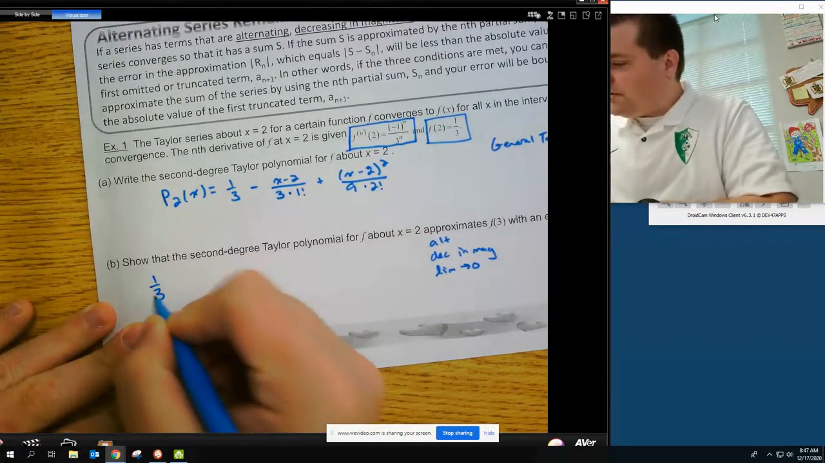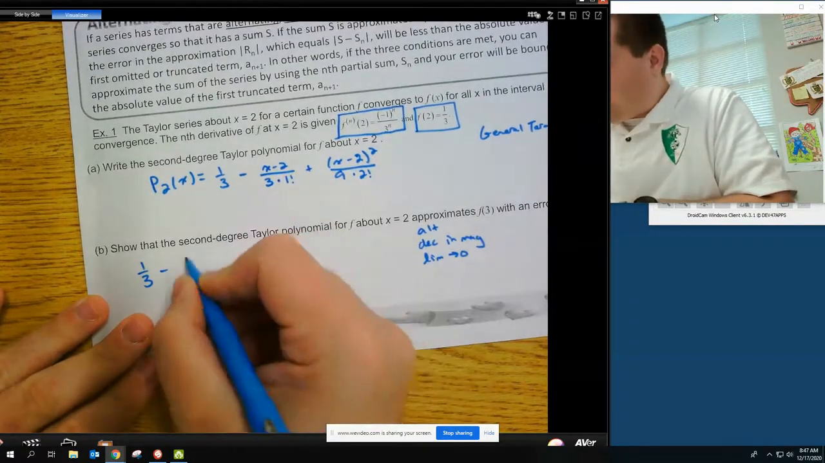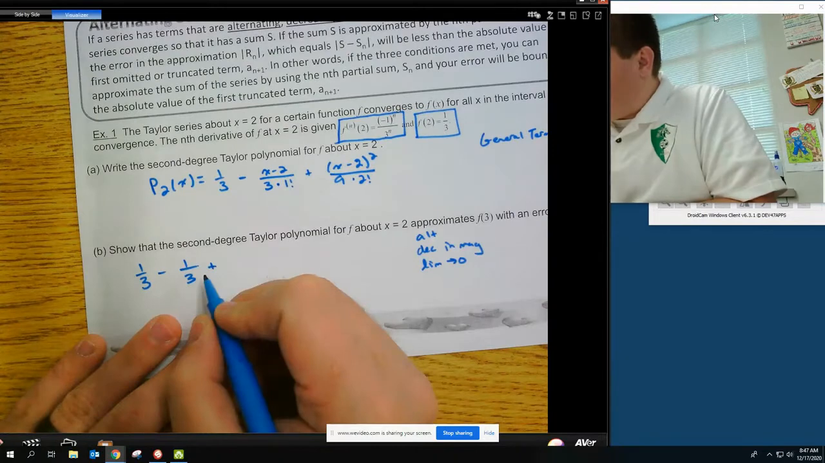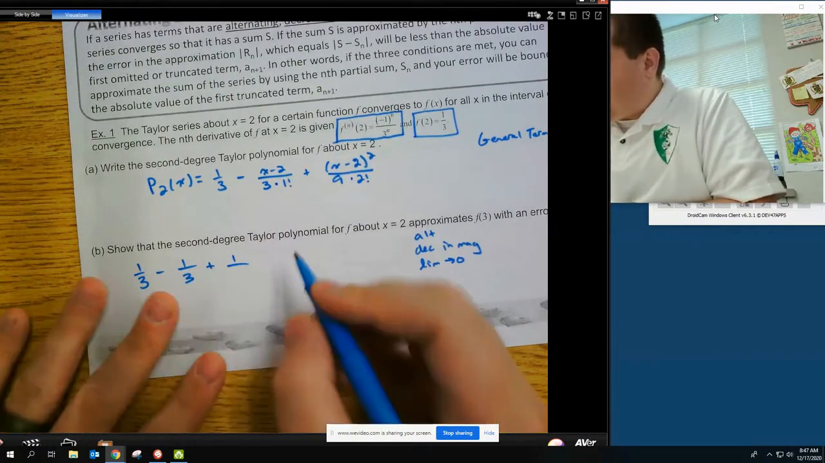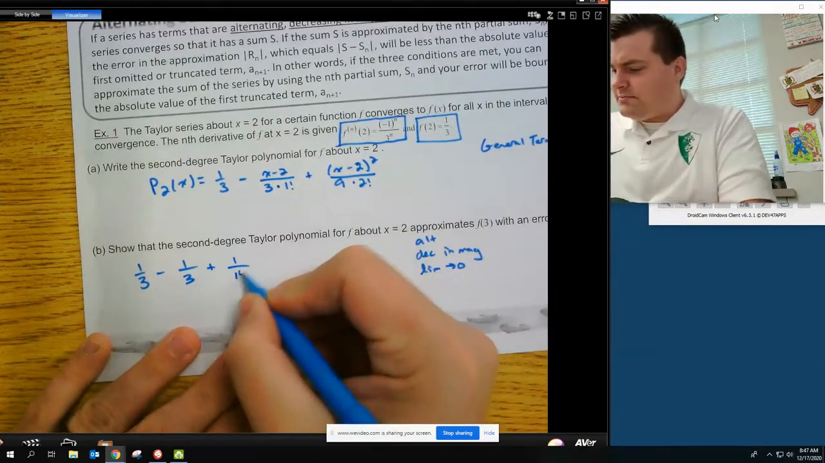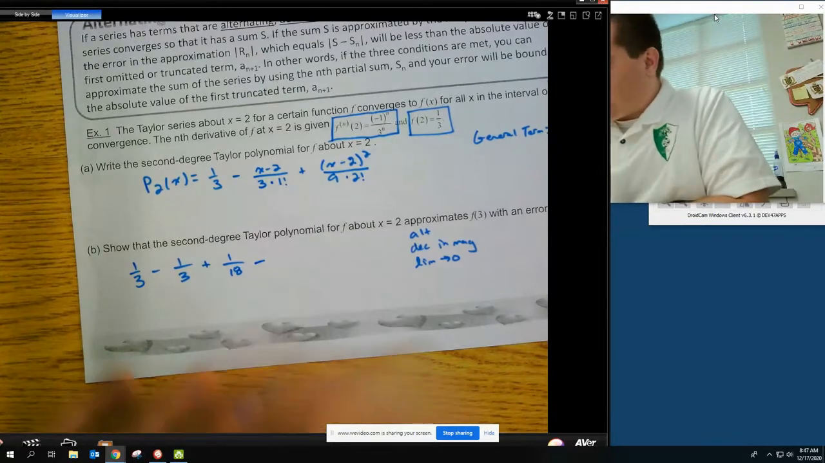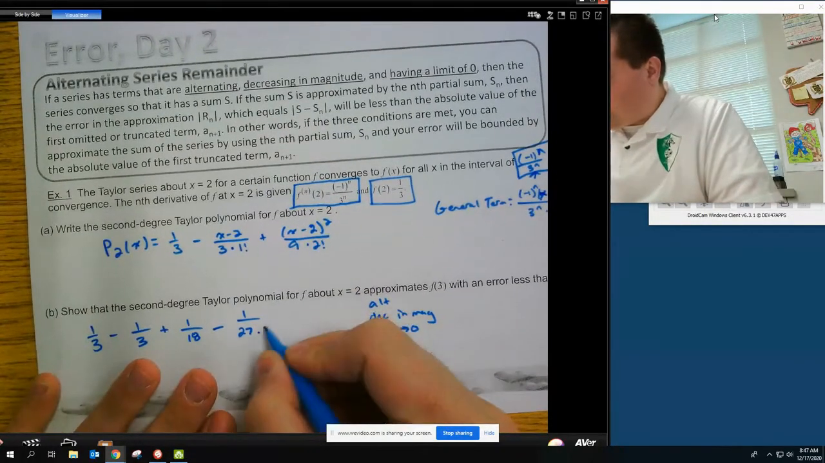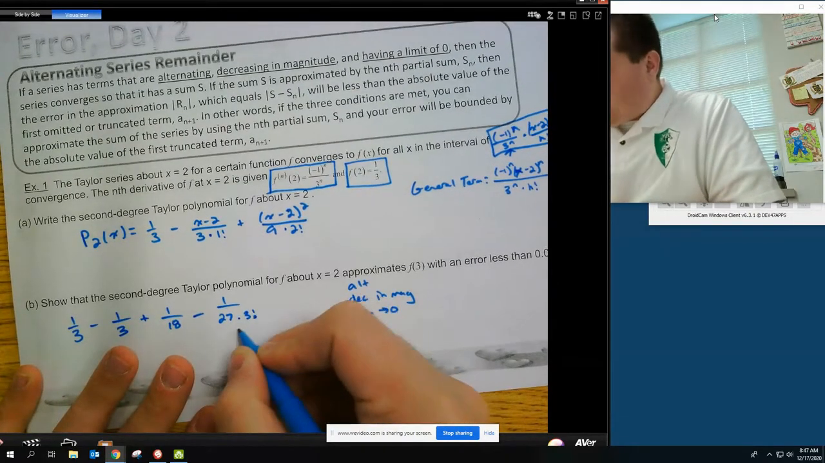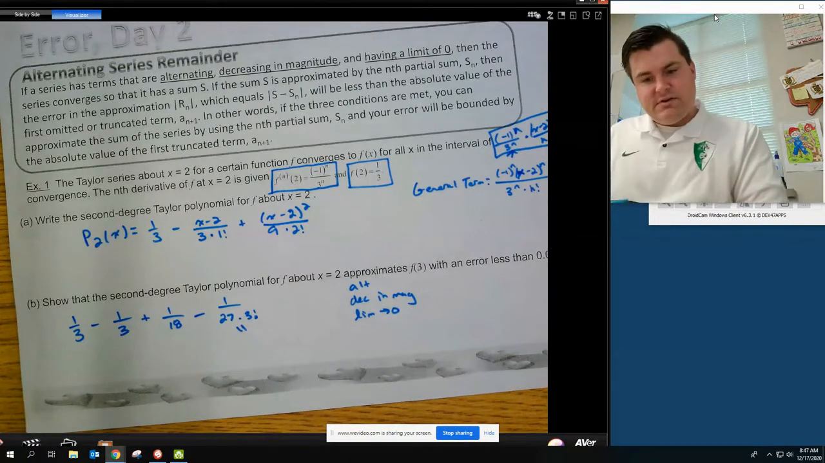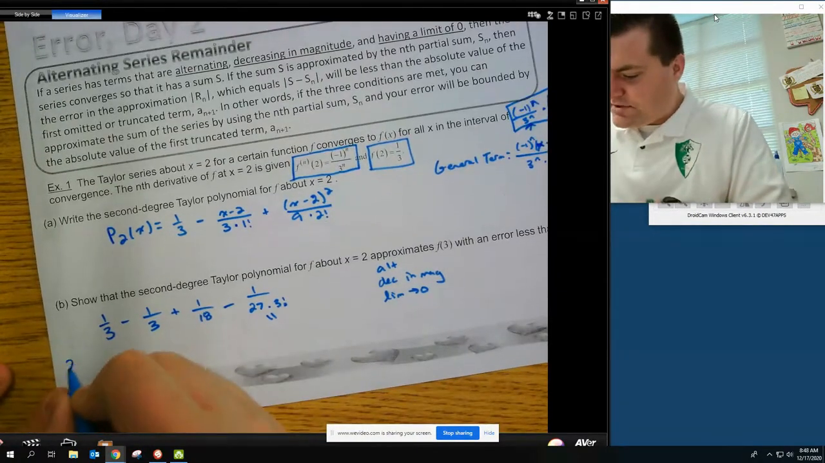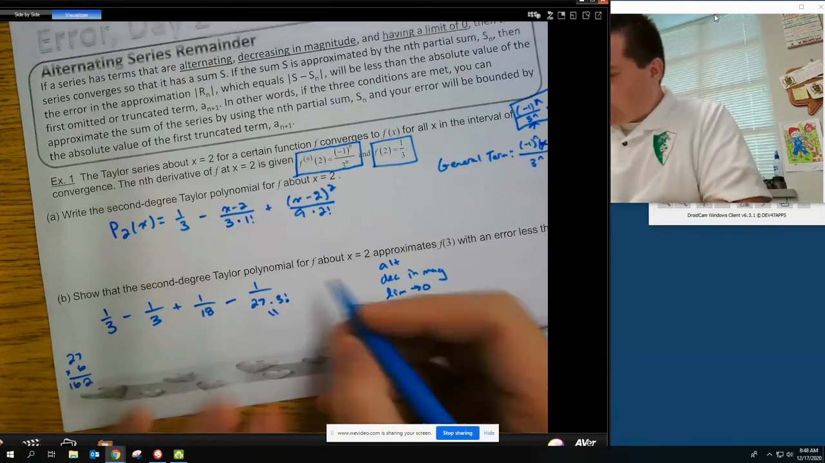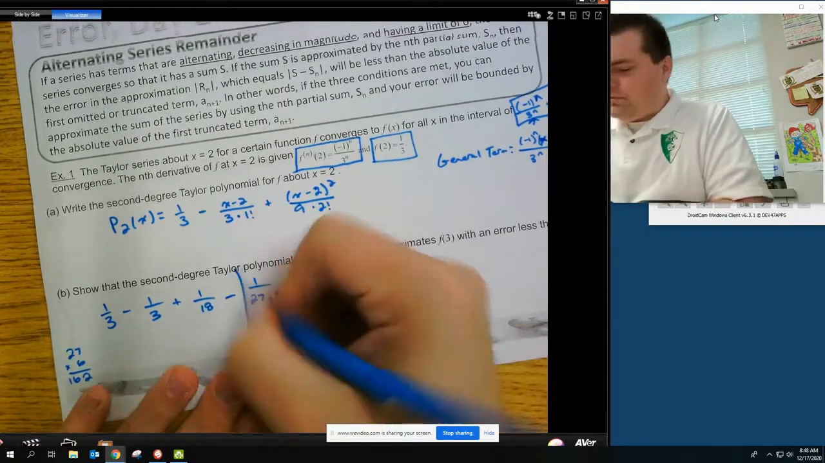So I'm just going to get 1/3. Again, this is plugging in a 3: minus 1 over 3 times 1 factorial, plus 1 over 9 times 2 factorial, which is 18. Just keep going. Minus 1 over, plugging in a 3 now, 3 to the third, which is 27, times 3 factorial. That is 27 times 6, which is 162. So this is going to equal 1 over 162, so I can stop and chop right there.